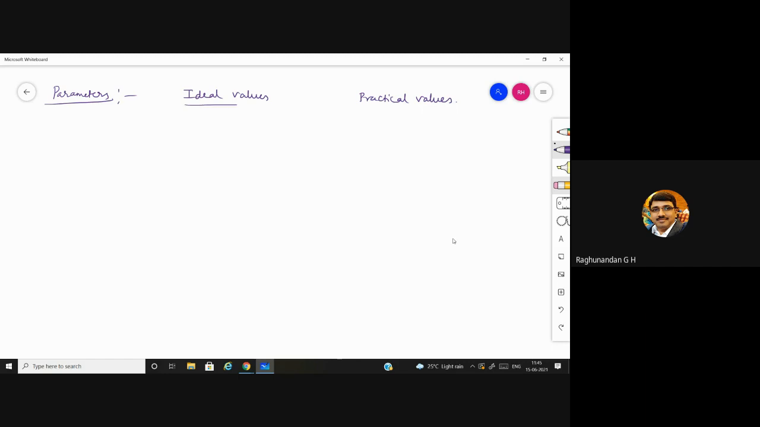Just an example, if you are asked with input impedance, usually you know that for any amplifier circuit, input impedance should be maximum. Ideal value is infinity, but practical value will be few mega ohms, practical value. So you need to remember that. And output resistance, ideally we tell it is 0, but practically it will be few ohms. Like this, you need to remember the values.